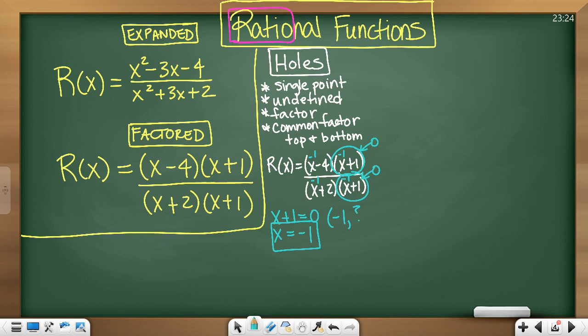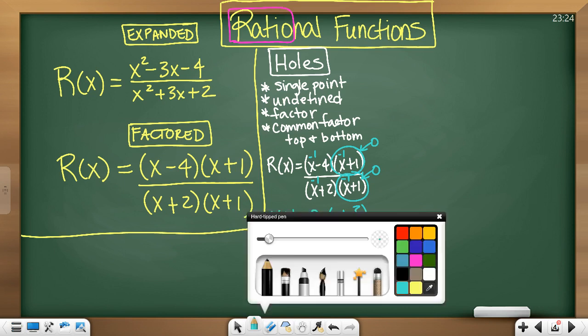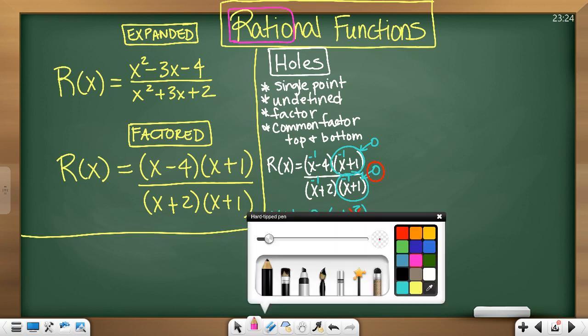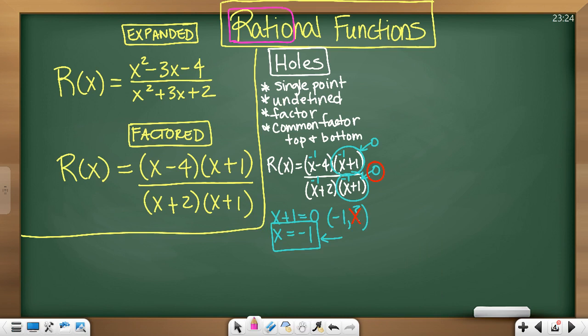There is no y value there. It is a hole. That is the problem. So that is why we will indicate x equals negative 1 as the location of that hole. I don't have a y value, and I'll put a little x in there. It is undefined. This right here makes it undefined. So that's what a hole is. Any questions? Great, y'all can't ask me questions anyway. So we're going to move along.